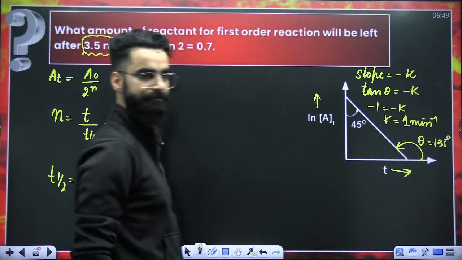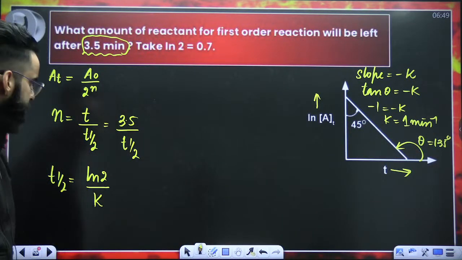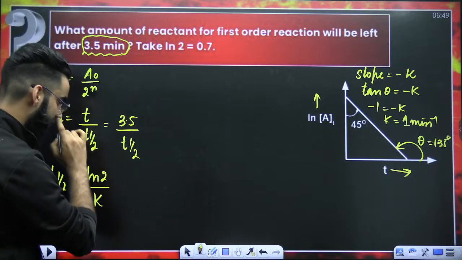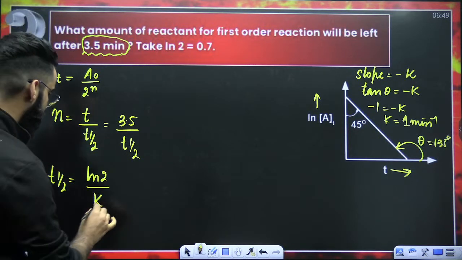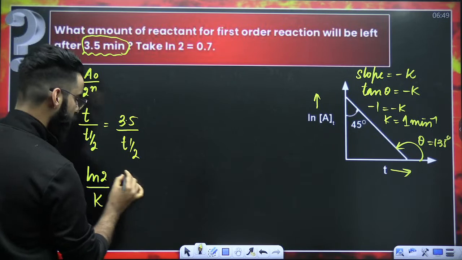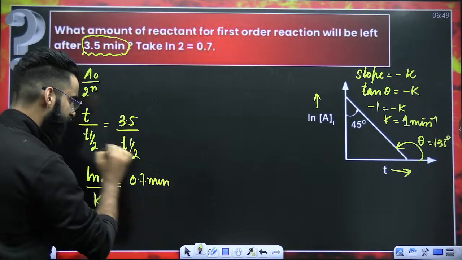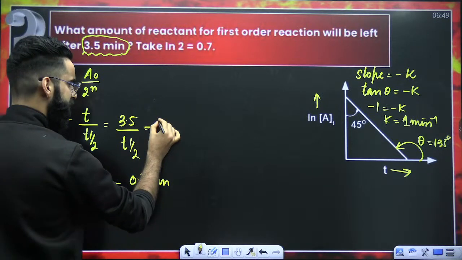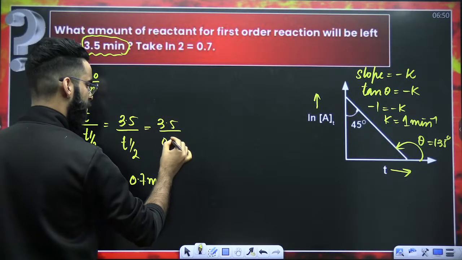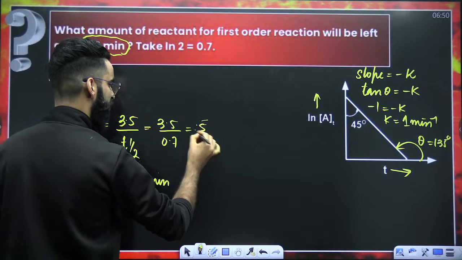So we got the value of k. Sorry, k value is equal to 1. Ln of 2, we have to take as 0.7, so 0.7 divided by 1. So this is the half-life. If this is the half-life, then this has to be 3.5 divided by 0.7. So number of half-lives came out to be 5.